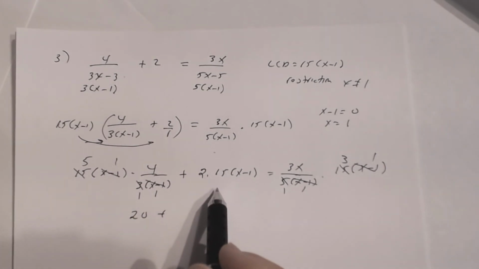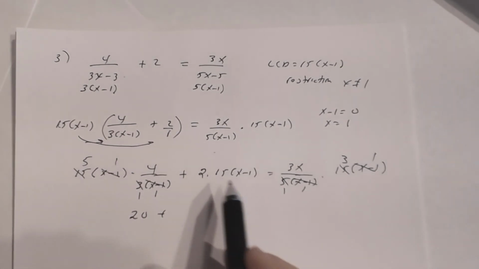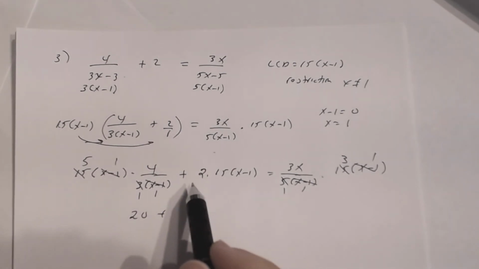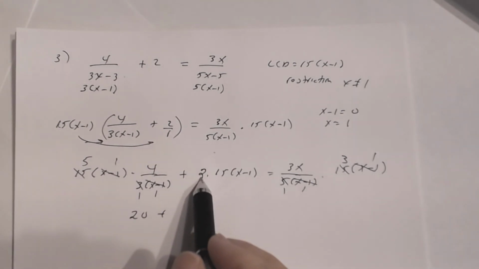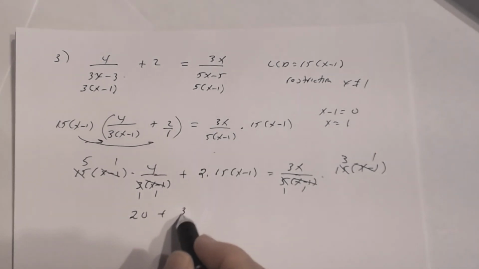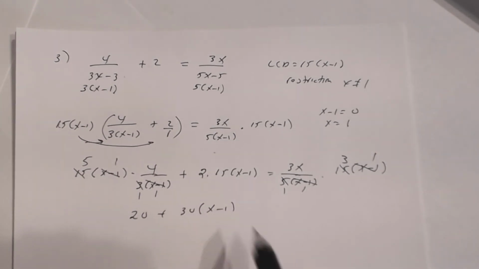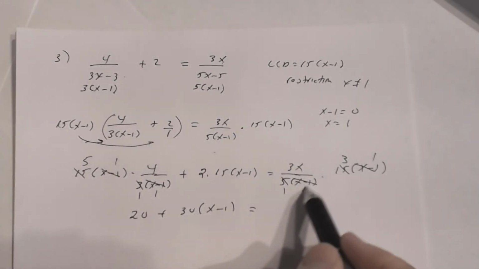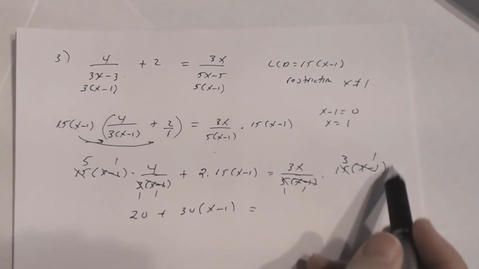And so remember, when you are multiplying numbers, you multiply from left to right. So when you multiply, the same thing with factors, you multiply from left to right. So 2 times 15 is 30. So let's write it like this now. 30 times x minus 1, just like that. Equal. And then you have 3x times 3 times 1.